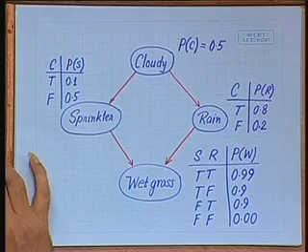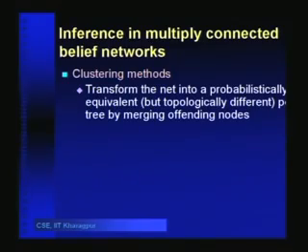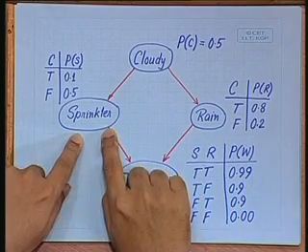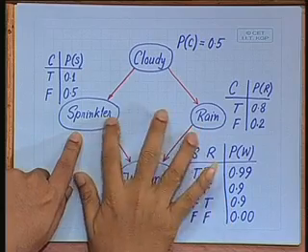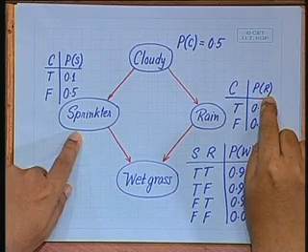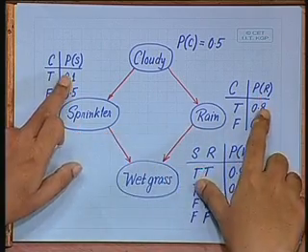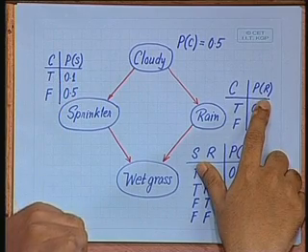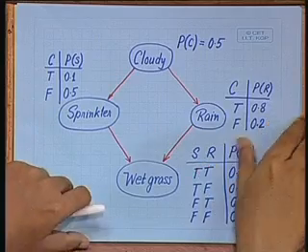Now, what the first method attempts to do, or the clustering kind of method attempts to do, is to combine these two events into one event. Transform the net into a probabilistically equivalent polytree by merging offending nodes. So, what we are going to do here is we will try to combine these two into one single node, but then the event that we have on the right hand side, the probability of the event, is not going to be just sprinkler or just rain anymore. It is going to be sprinkler plus rain kind of stuff.